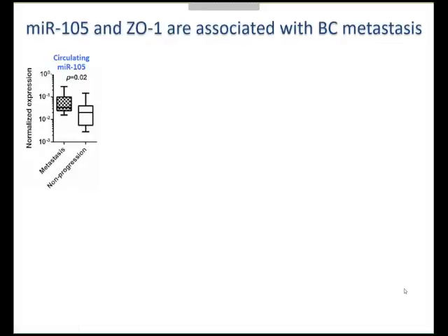Lastly, for this project, we compared the levels of miR-105 in the serum of breast cancer patients. So we used the patients I mentioned earlier in our initial study. So we had 42 patients with stage 2 or stage 3 disease, and we had the follow-up data with these patients. Some of them developed distant metastasis, whereas others hadn't.